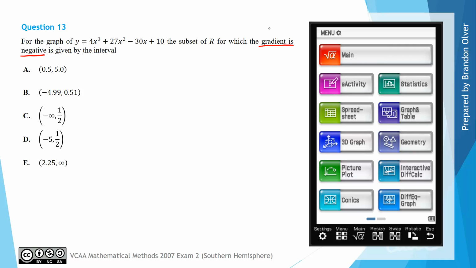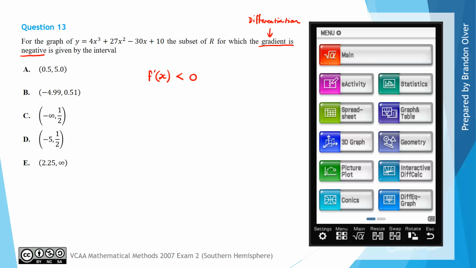And whenever we're talking about the gradient of a function, that means that we're talking about differentiation. So therefore, if we want the gradient to be negative, another way of expressing that is that we want the derivative f dashed of x to be less than 0. And this is something that we can use our calculator to help us do.